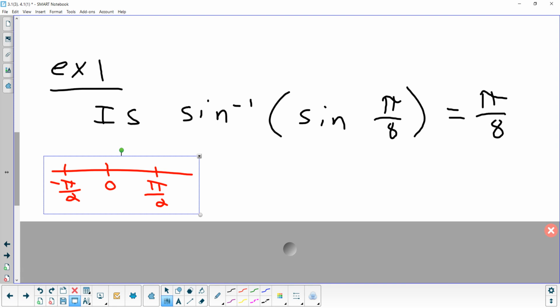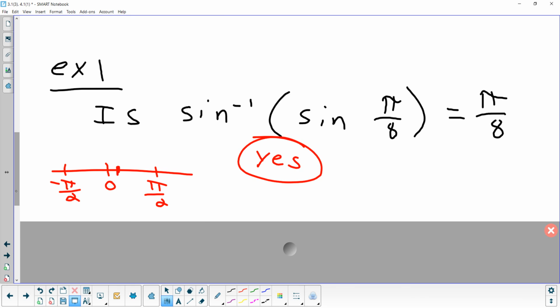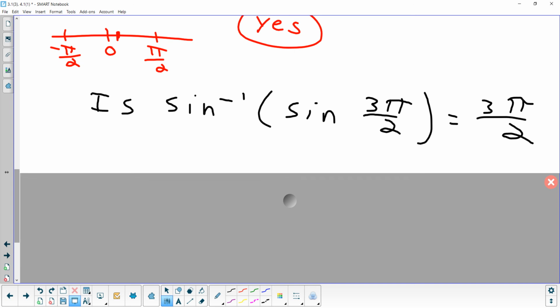So is pi over 8 between negative pi over 2 and pi over 2? Yes. It's like right in here. It's not 0, but if you take pi and divide by 8, it is smaller than pi divided by 2. So the answer here is yes, that is what it's supposed to be between. So this would work. The answer there is yes. And the reason why? Because it's formula 2a, and you're supposed to be between these two numbers, and this number is. All right, let's try this one.